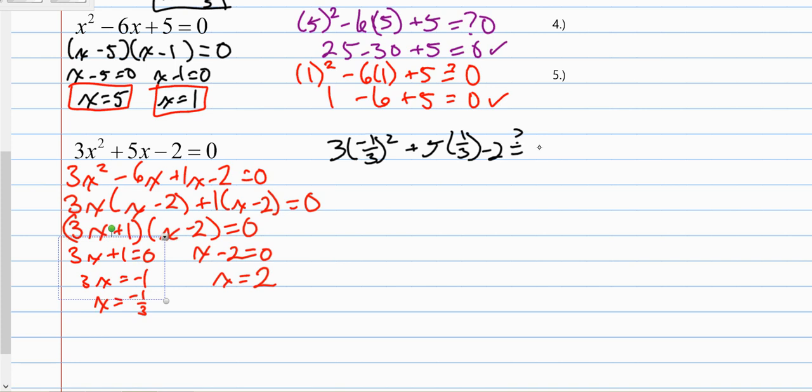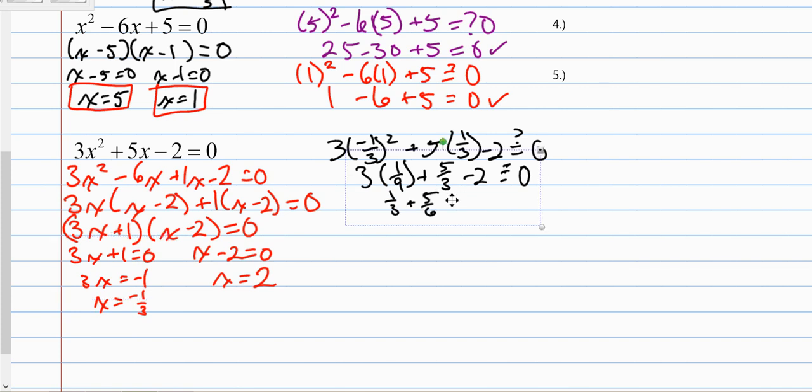Now to check, I will plug my x values back into the original equation and I want to see if this equals 0. So you could do this on your calculator. I will find it quicker to do so by hand. 3 times 1/9 plus 5 over 3 minus 2. Does that equal 0? This will become 1/3 plus 5/3 minus 2 should equal 0.